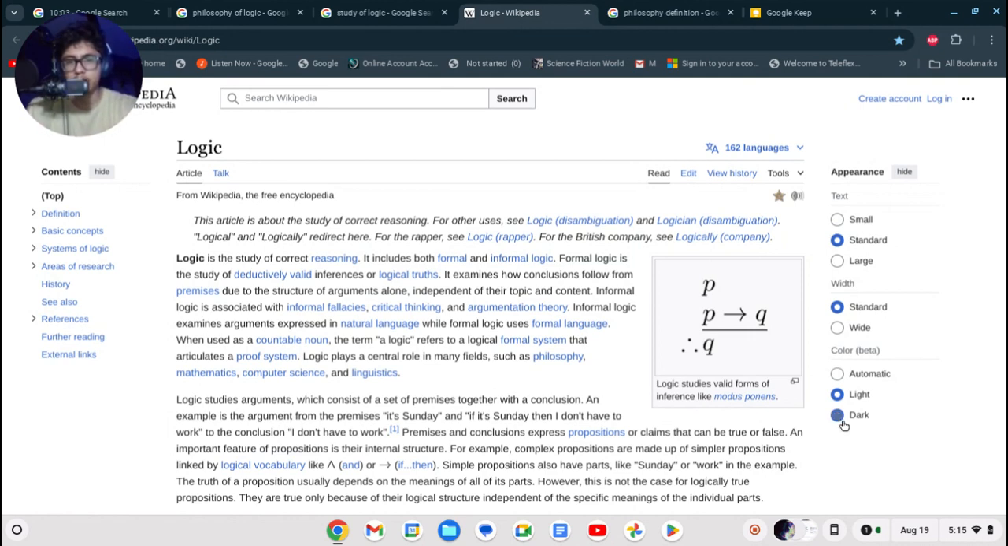See if the dark theme is better. No, I like the light theme. The dark kind of looks dark, Darth Vader type stuff.